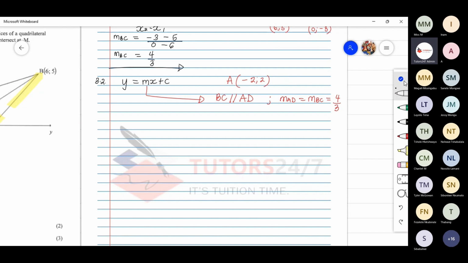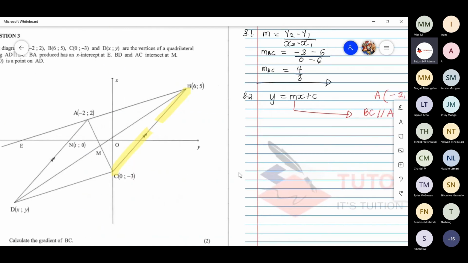Now, what is the C value? How do you even know if you are given the C value? The C value, in particular or in general, refers to the y-intercept. The y value of the y-intercept of that line is the C value. So if this line AD cut the y-axis at, let's say, 7, our C value would be 7, okay?